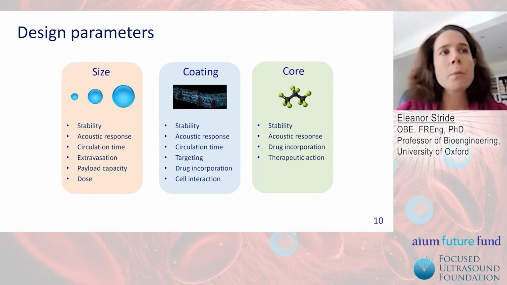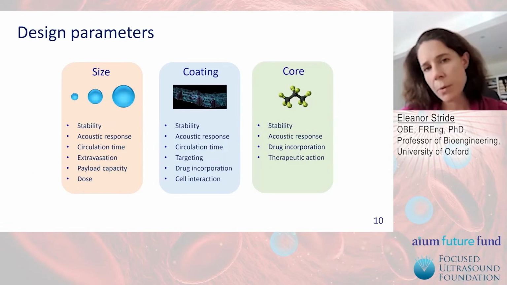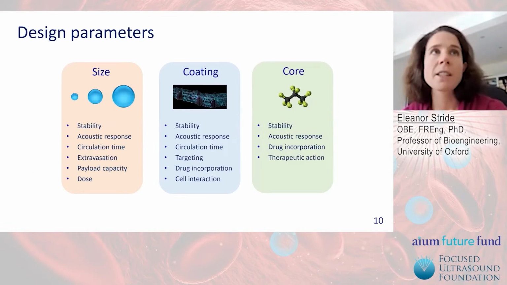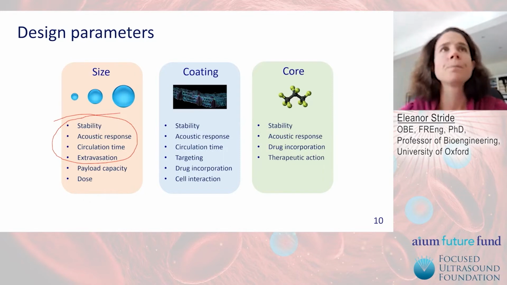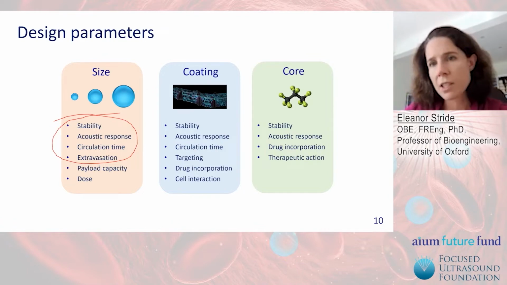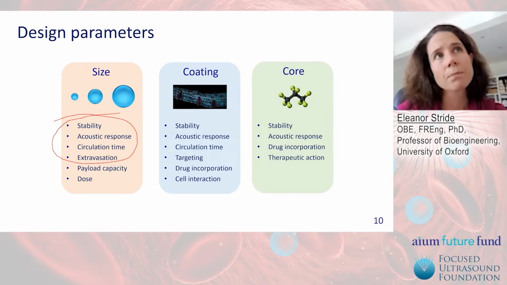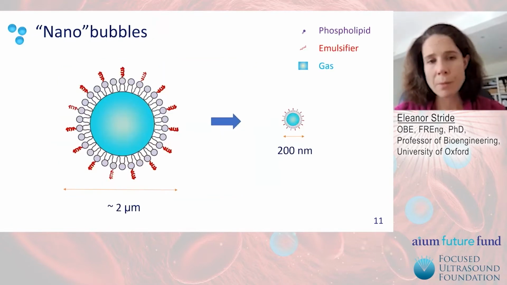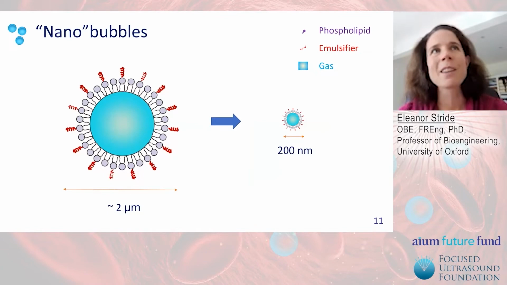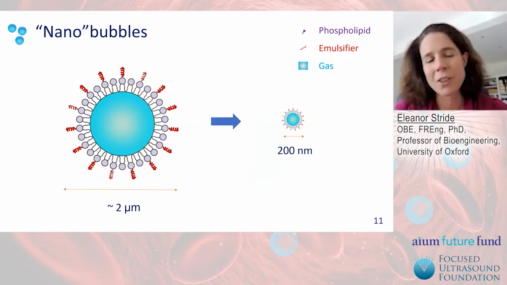So if we want to improve upon microbubbles, we need to look at the parameters we have to play with in order to engineer a better agent. Both the size and the composition of the agent will influence circulation time, acoustic response, etc. But if we focus on size to start with, if we want to improve stability and extravasation potential, this looks like the most obvious thing to change. And so, not surprisingly, there's been a lot of interest in so-called nanobubbles. I say so-called because, strictly speaking, they are sub-micrometer particles. They're not nano, but the term is now pretty used in the literature, so I'm going to use it as well.